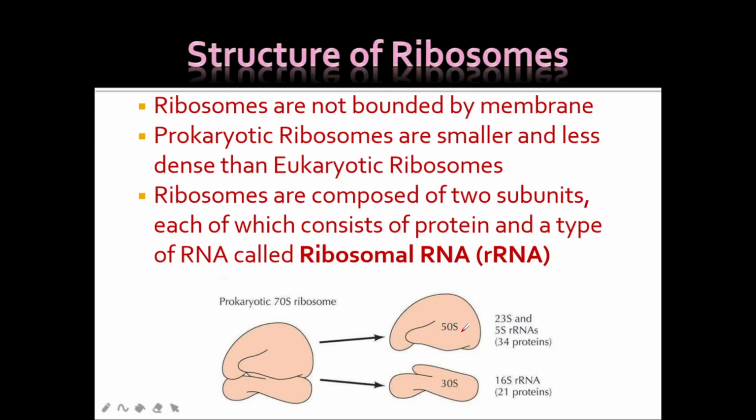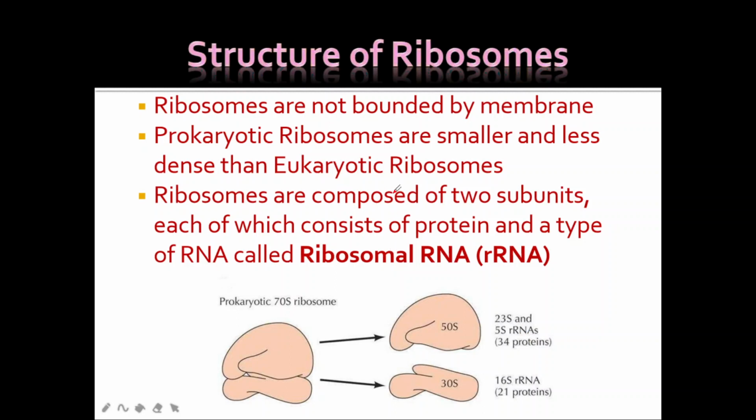Now, in 50S subunits, here S stands for Svedberg unit. The invention of these units was done by the scientist Svedberg. So, in honor of that scientist, the Svedberg symbol S is given to these units. So, 50S, that is 50 Svedberg units, and 30S, that is 30 Svedberg units. 50S consists of 23S and 5S rRNAs and 34 proteins. So, this amount of rRNA and proteins is present in these units.